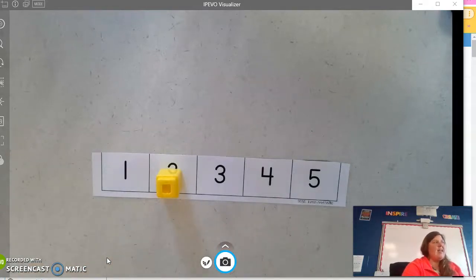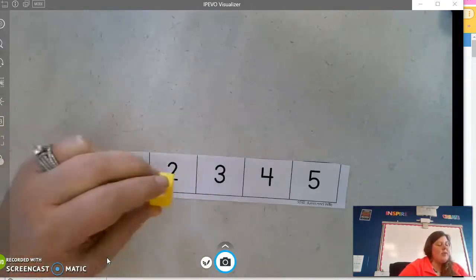I could say this number is the sum, remember sum, the answer to an addition problem. This number is the sum of 1 plus 1. This number is the difference. Remember, difference is the answer to a subtraction problem. This number is the difference of 3 minus 1. So we don't want to just tell them what number we've covered. We want to give them clues and they're guessing, okay?